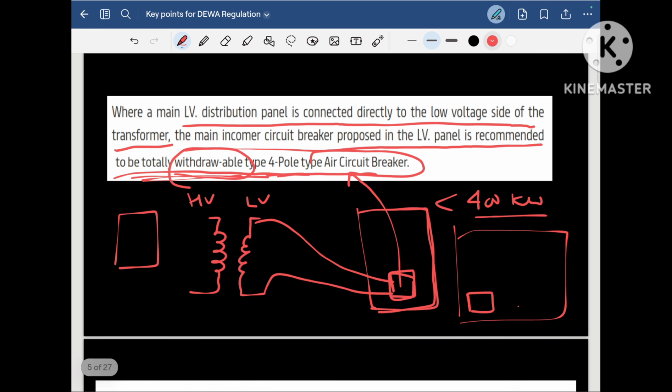So the important point to note here is that when the transformer LV side is connected, the breaker must be an ACB, air circuit breaker, 4-pole. DEWA will frame a question from this topic, asking what type of circuit breaker should be connected to the LV side of the transformers. There will be 4 options available. You have to select totally withdrawable type 4-pole air circuit breaker. Hope you are clear so far.